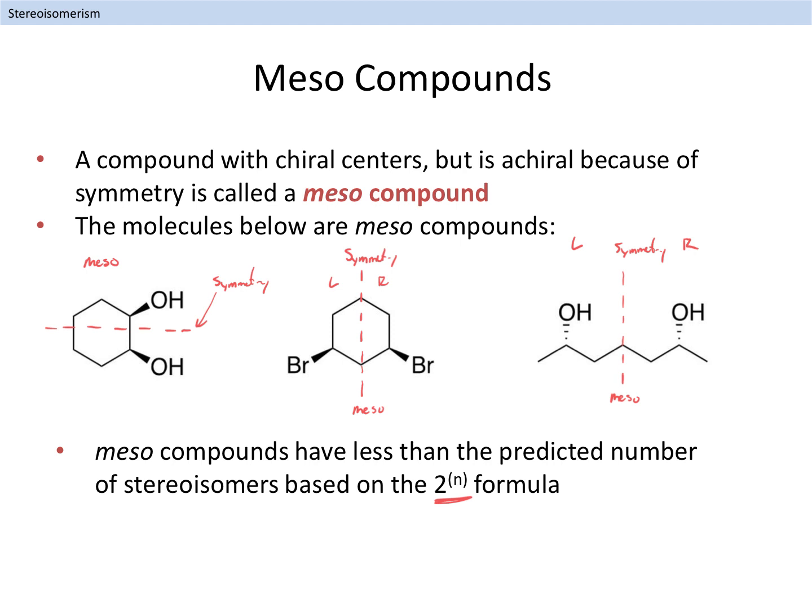Understanding mesocompounds is crucial for accurately predicting and analyzing the stereoisomeric possibilities of a given molecule. That brings us to the end of the second part of our lesson on stereoisomerism. In the final part of this lesson, we will delve into the optical properties of stereoisomers. We'll explore how these properties can be measured and quantified, providing us with crucial insights into the presence and behavior of stereoisomers in a sample.